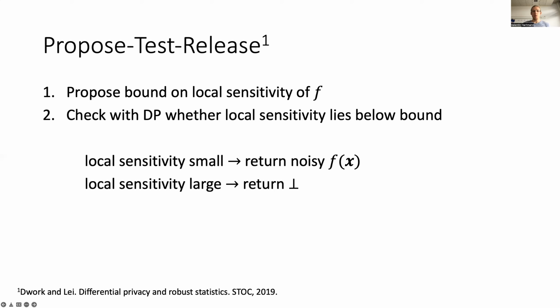The mechanism therefore proceeds by proposing an upper bound on the local sensitivity. It then checks in a differentially private way whether the actual local sensitivity lies below this bound. If this is the case, a noisy version of f of x is returned. Otherwise, the bottom symbol is returned, which reveals much less about the data. We've now seen 3 examples of mechanisms where the actual leakage of private information depends on the mechanism's output. But how do we make use of such an a posteriori analysis?